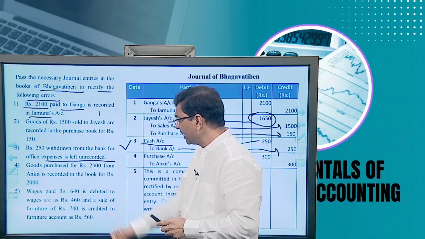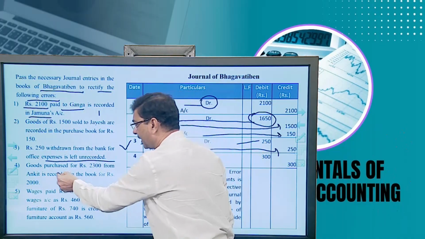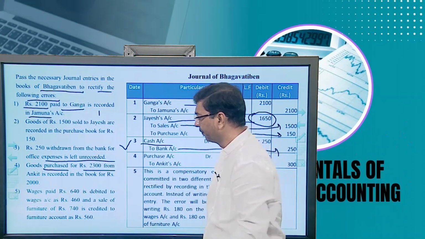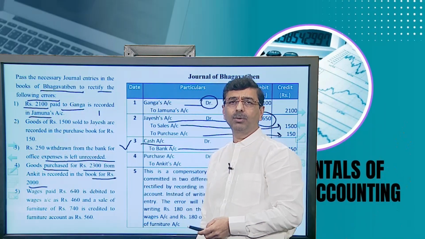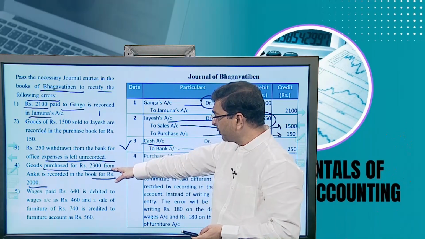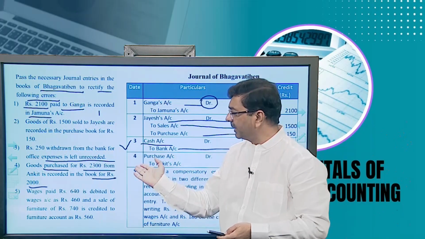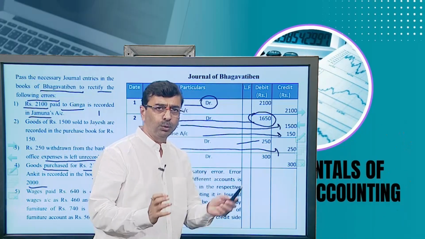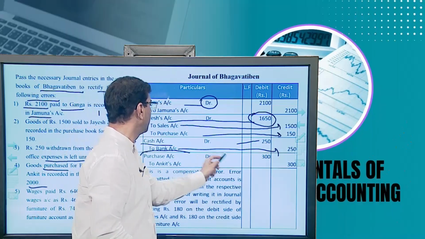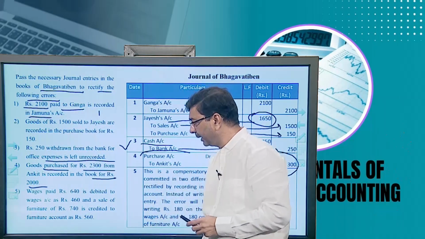Next, goods purchased for 2300 from Ankit is recorded in the books for rupees 2000. So the purchase was 2300 from Ankit, and it was recorded in the books of account as 2000. So actually a wrong amount was recorded. How much was the amount of goods purchased from Ankit? It's 2300. Ultimately a lesser amount was recorded in the books of account. It's a credit purchase, so purchase account is debited to Ankit's account. The amount which was not recorded has to be written here: 300. Purchase account debited to Ankit's account 300.